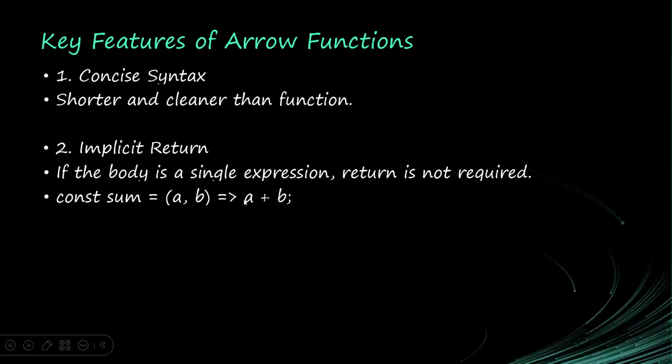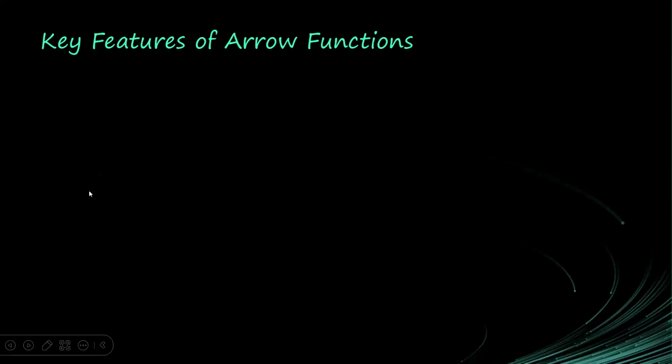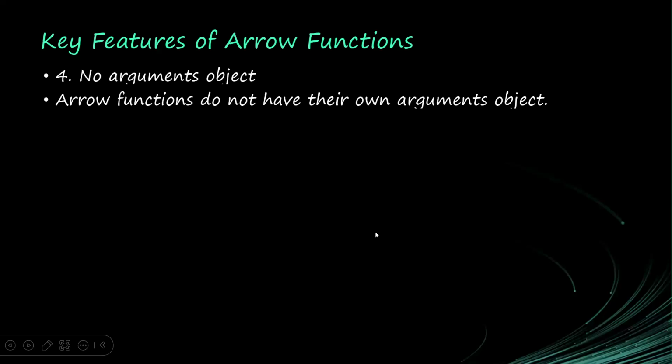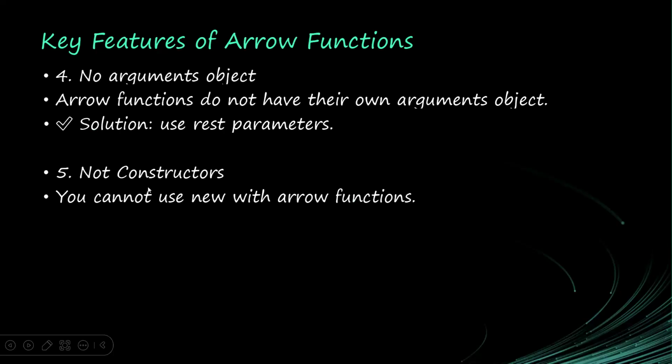So in this case, I'm just returning A plus B. The sum is just returning A plus B. So, this binding: arrow functions don't have their own. We have talked about this a lot already. No arguments object. Arrow functions do not have their own arguments object. I just showed you, if you want to do that, you can use the rest parameters. Okay. Not a constructor: you cannot use new with arrow functions.